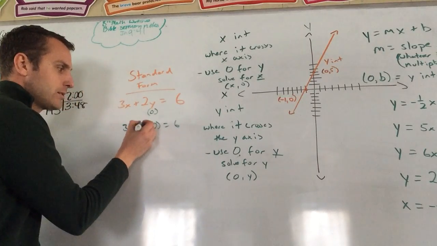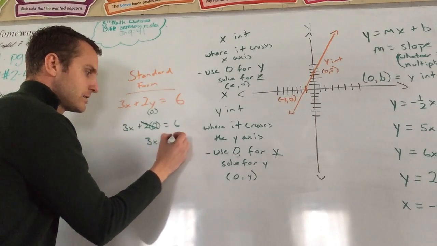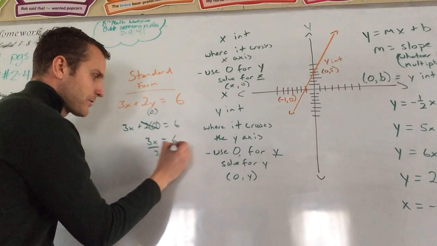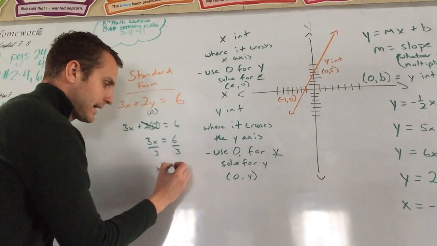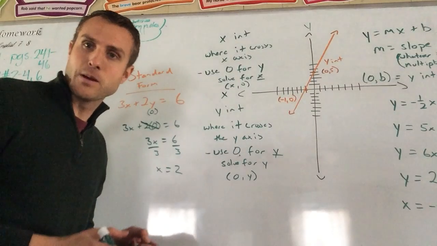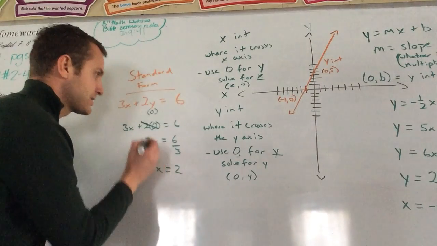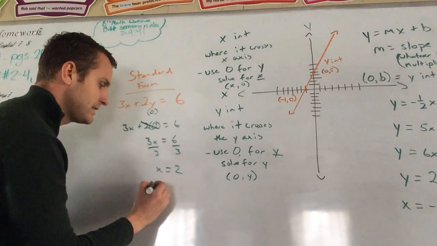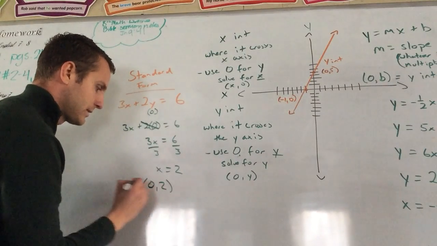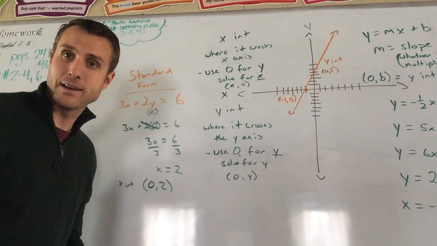2 times 0 is 0, so 3x plus 0 is just 3x. So when I solve for x, I get x is 2. So my x-intercept, remember, is always going to be a number and then 0. So my x-intercept for this equation is 2, 0. That's my x-intercept.